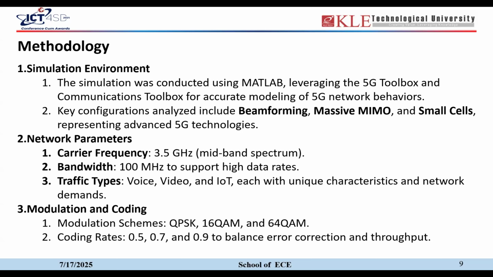QPSK is the most reliable in poor signal conditions because it encodes only 2 bits per symbol. 16 QAM carries 4 bits and offers much higher speed, but needs a clear signal. 64 QAM encodes 6 bits per symbol, giving maximum speed, but it is more sensitive to noise.